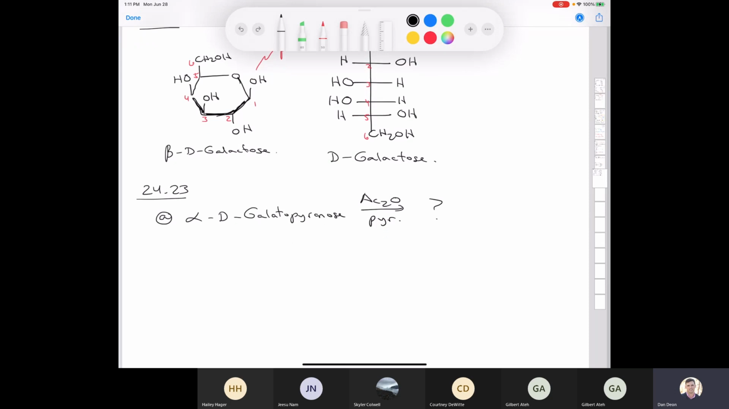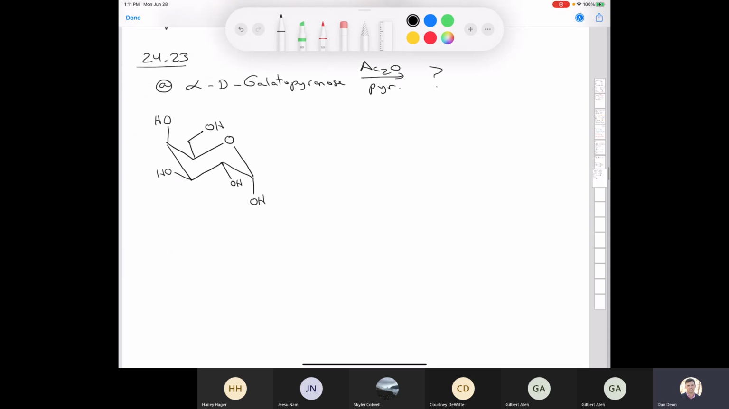I'm going to draw it as a chair this time just for fun. But if we draw alpha D galactopyranose, here's my pyran ring. The hydroxyl is pointing down because it's alpha. The next one on carbon 2, the hydroxyl is pointing down, so it's going to be down and equatorial. On carbon 3, it's pointing up. It's going to be up and equatorial. On carbon 4, it's also pointing up. It'll be up and axial. And then we have our CH2OH. Okay, so now we have the structure of the molecule.